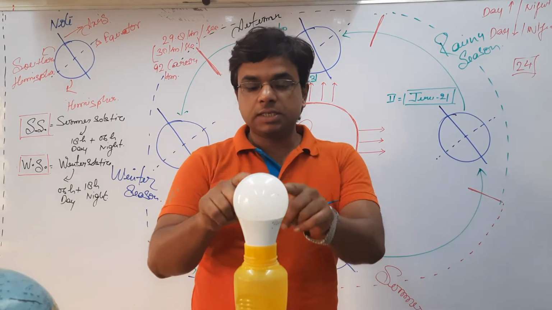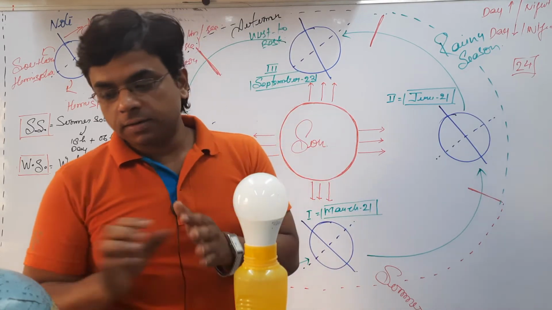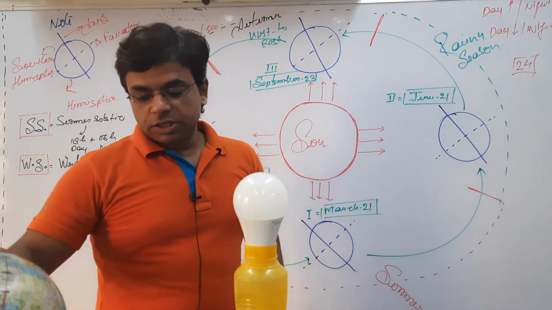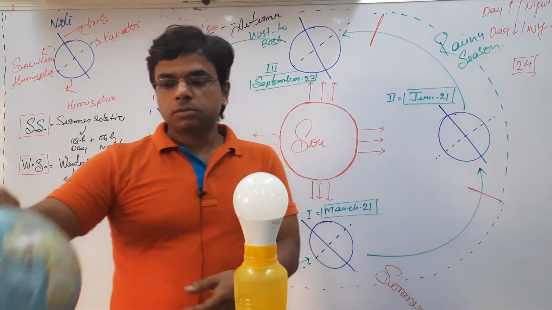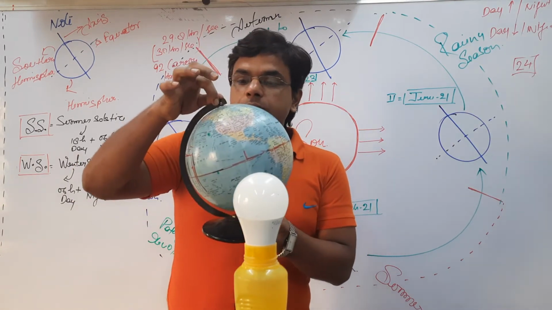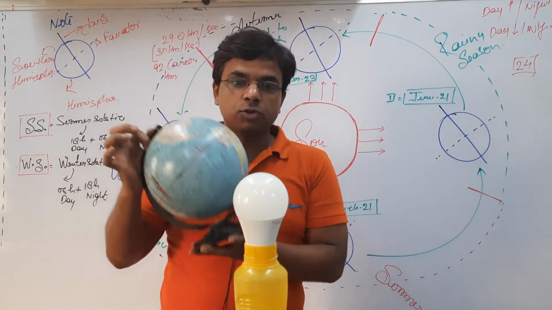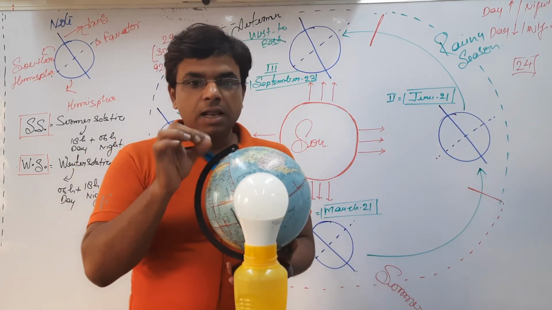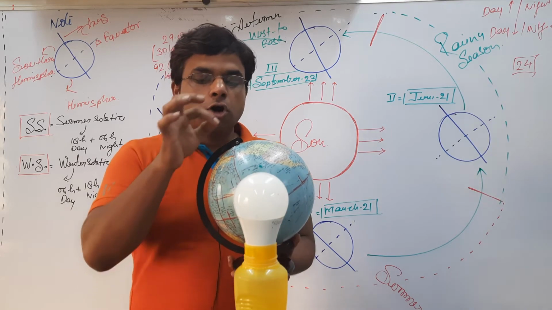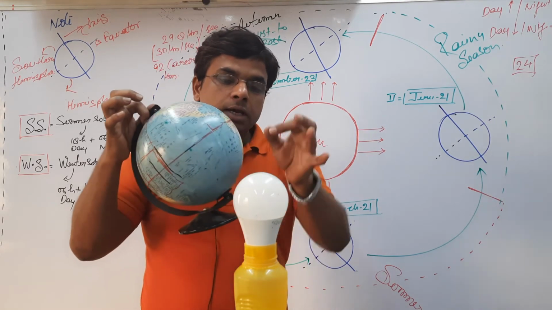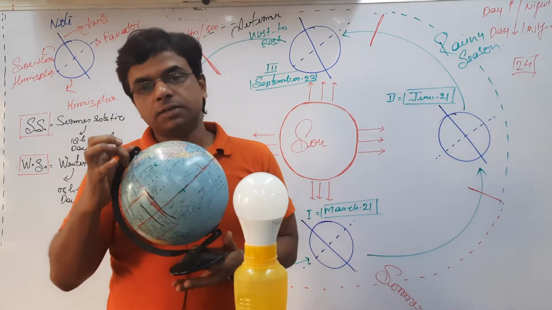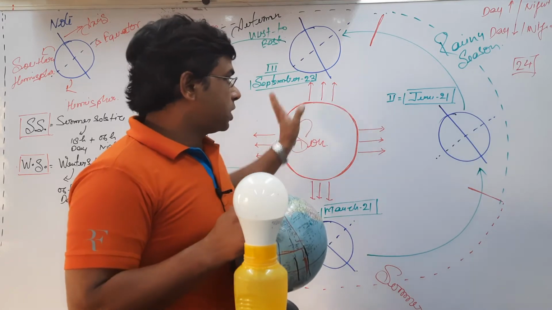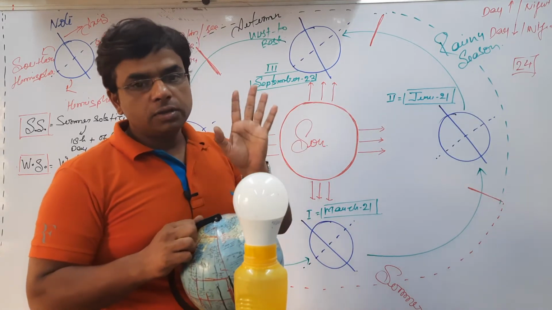Suppose this bulb is the sun, and we have the earth in our hand. Now in this demonstration, note that this is the North Pole and this one is the South Pole. You have to note the increasing or decreasing distance of the North Pole and South Pole in respect of the sun. If this concept is clear, the revolution in totality will be clear to you.